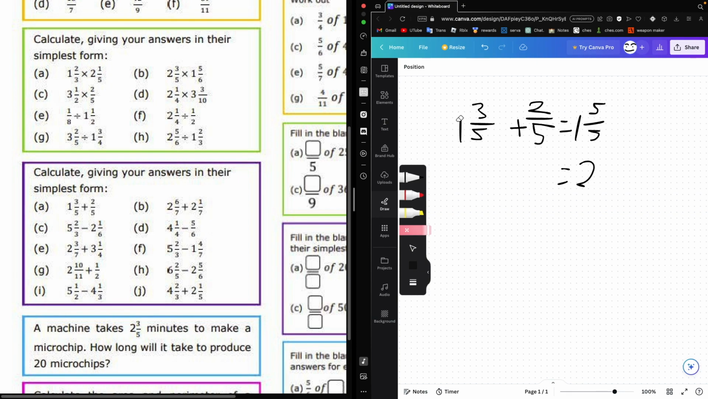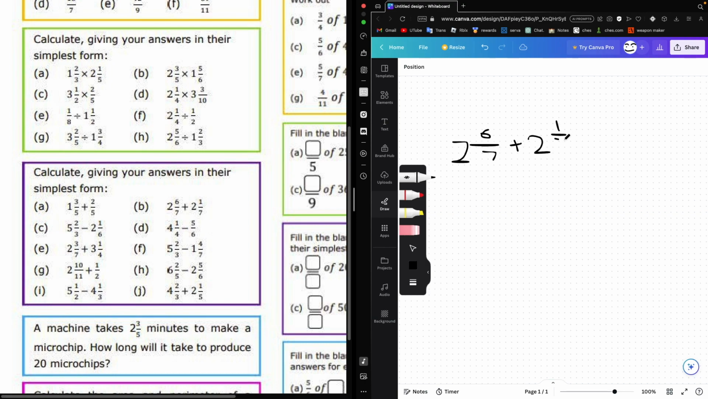Okay, next question. B, 2 and 6 over 7 plus 2 and 1 over 7. Same thing, these two we already know, you don't need to make it an improper fraction, so let's just skip that and make it 4. Now we know 6 plus 1, now we know that the denominators are the same, right? So we just take the denominators, 6 plus 1, 7, easy. 7 over 7 equals 5. Because these two are the same. If these two are the same, you can only do that.